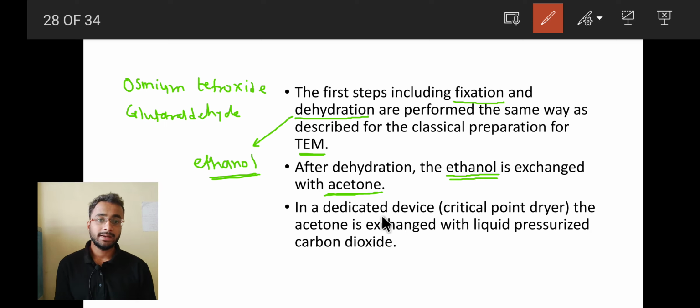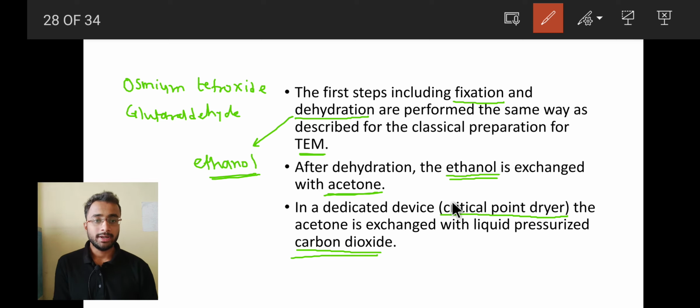In a dedicated device, the critical point dryer, which is a very important device, the acetone is exchanged with liquid pressurized carbon dioxide. What is the process exactly in this device? The acetone is exchanged with liquid pressurized carbon dioxide, because we have to dry our specimen at a critical point. What exactly is the critical point?